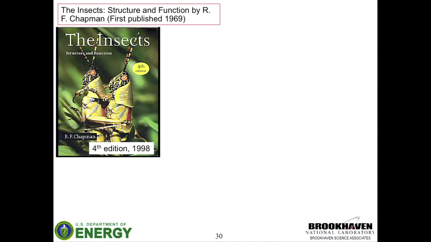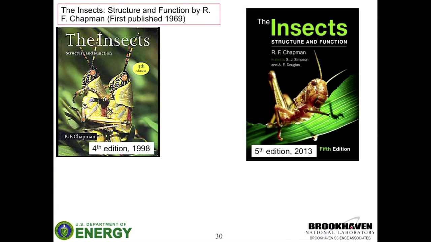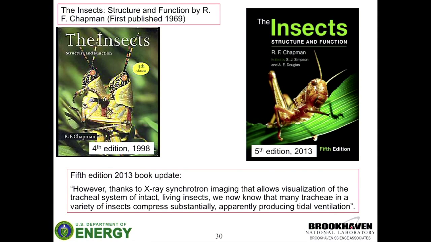Nobody knew this. And so remember I told you about this textbook, 4th edition, that I quoted from earlier. And the 5th edition, published in 2013, now has these few sentences here: Thanks to X-ray synchrotron imaging, visualization of the tracheal system in living insects is possible. We now know that many trachea in a variety of insects compress substantially, apparently producing tidal ventilation. So this is really, really gratifying because we did some work and it actually changes textbooks. So this is great.